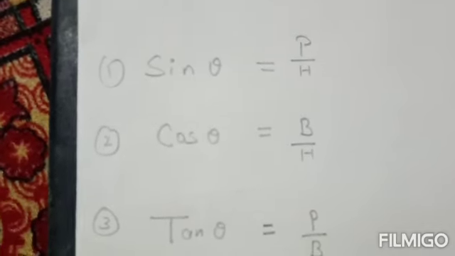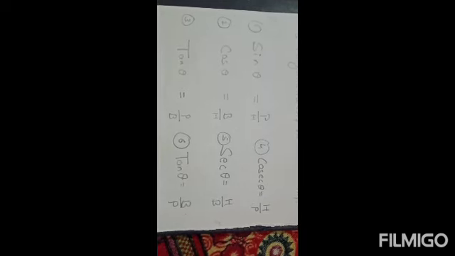And these are the first 3 trigonometric ratios, and the other 3 trigonometric ratios are just reciprocals of these first 3. See, the fourth trigonometric ratio is cosec theta, which is the reciprocal of sine theta. That means cosec theta is equal to hypotenuse upon perpendicular. And the fifth trigonometric ratio is sec theta, which is the reciprocal of cos theta. So the ratio of sec theta is hypotenuse upon base, and the reciprocal of tan theta is cot theta, which is base upon perpendicular. So these are the 6 basic trigonometric ratios, and their ratios have been given as you can see.